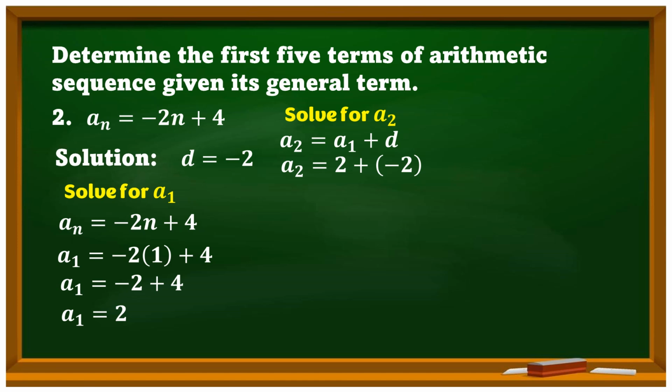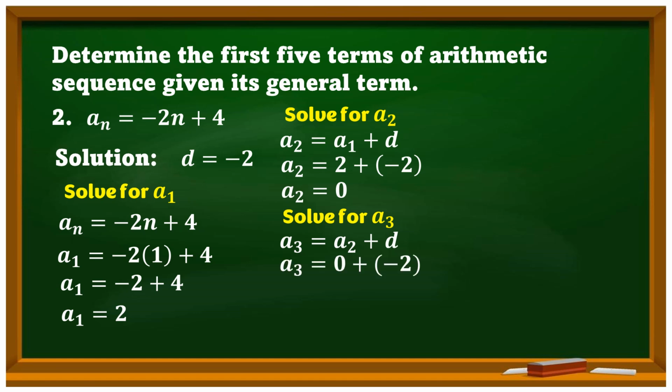So 2 plus negative 2 is equal to 0. The second term of the given sequence is 0. Let us solve now for a sub 3, which is the third term. So we have a sub 3 is equal to a sub 2 plus d. The value of a sub 2 is 0 and the value of d is negative 2. So we have a sub 3 is equal to 0 plus negative 2. So 0 plus negative 2 is equal to negative 2. So the third term is negative 2.